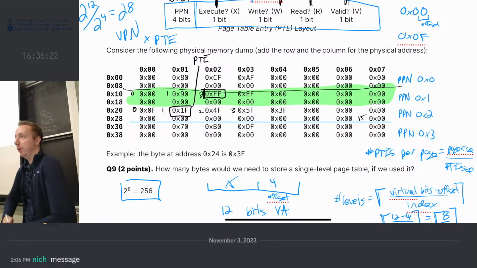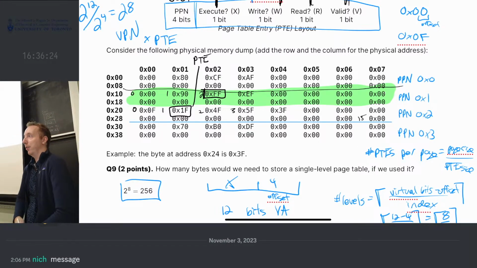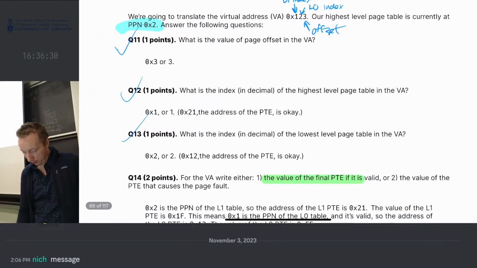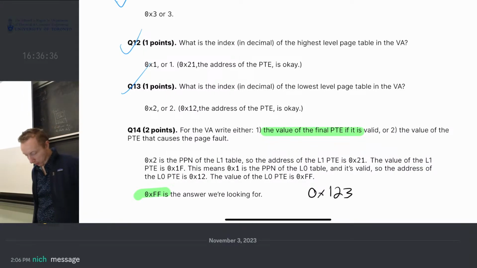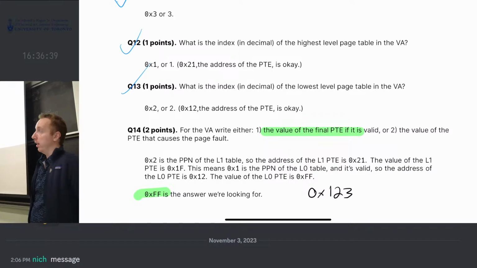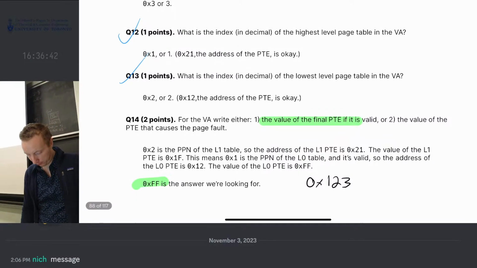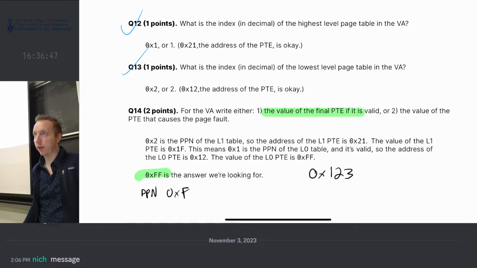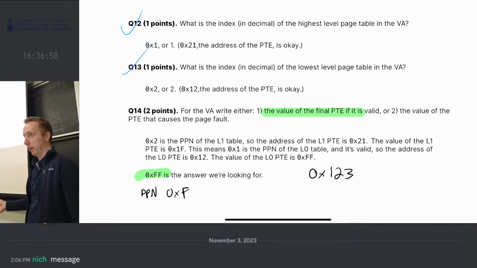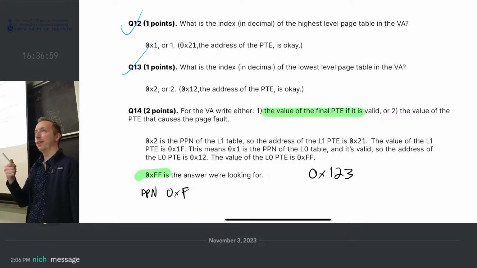All right, any other questions about that one? All right, so what is the final resulting physical address then? We were translating address 1, 2, 3, and then our final page table entry was FF, which means it was valid, and the PPN was essentially just F. So what is our final physical address going to be for 1, 2, 3? Yeah, 0 hex F3.